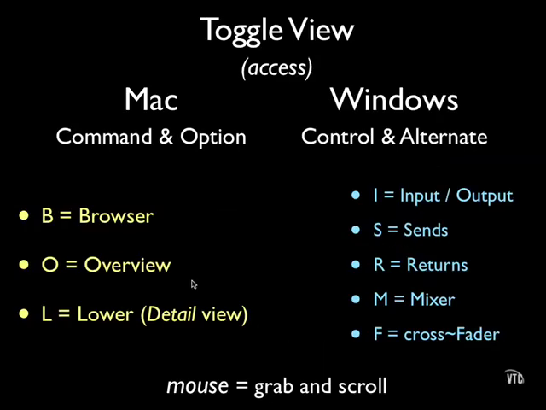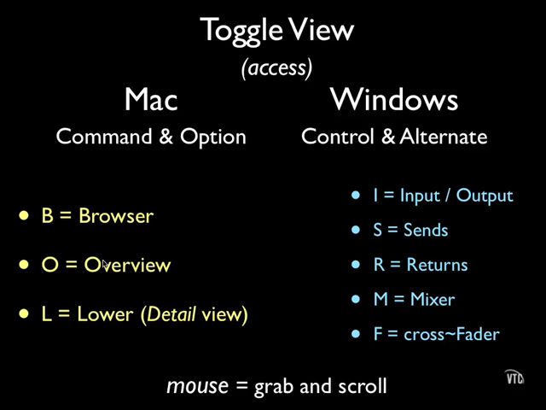And you can see here that we have several that are going to toggle the view or give us access to main sections within Ableton Live, such as the browser, the overview, the lower or detail section, and also some of the sections within the mixer. So let's look at this now. On a Mac, we're going to hold Command Option and a single key. And for Windows, we're going to hold Control and Alternate for a single key.